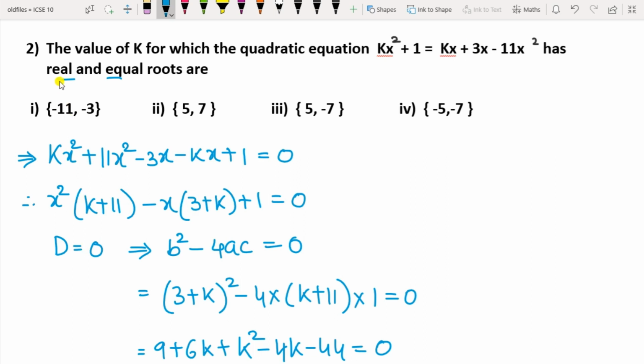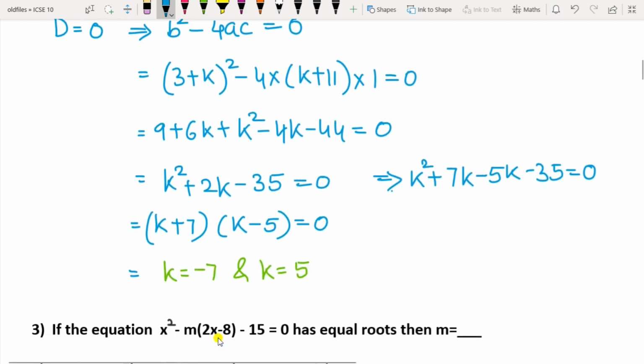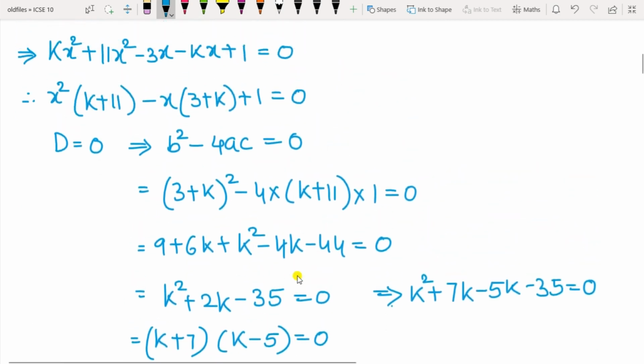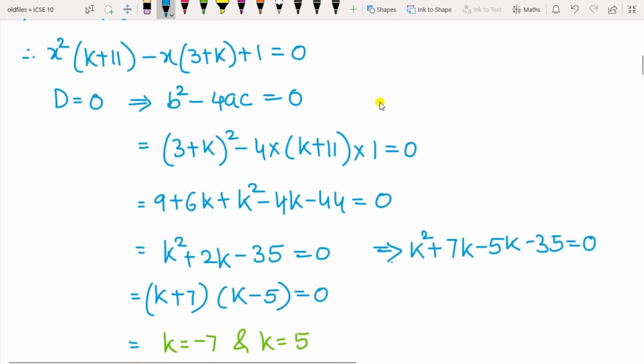And since the roots are real and equal, therefore d equal to 0, and therefore b square minus 4ac is also equal to 0. This is the value of b, a and c is 1. So thus now this forms a quadratic equation, that is, it is a plus b the whole square. Evaluate it and you get the k value as k is minus 7 and k is plus 5. So plus 5 and minus 7. Plus 5 minus 7, that is option 3 is the correct option here.